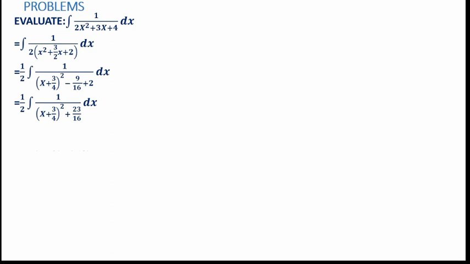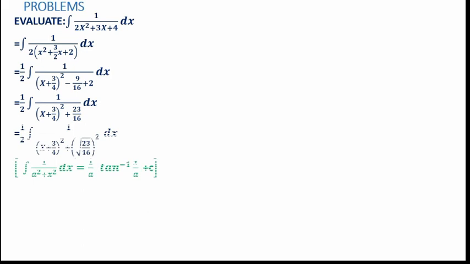So that equals 1 by 2 into integration of 1 by x plus 3 by 4 whole square, plus here 16 2s are 32, 32 minus 9 is 23, so 23 by 16, into dx. Next, by simplification it becomes 1 by 2 into integration of 1 by x plus 3 by 4 whole square plus 23 by 16, which can be written as root 23 by 4 whole square. It is in the form of integration of 1 by a square plus x square into dx. So that equals 1 by a into tan inverse of x by a plus c.